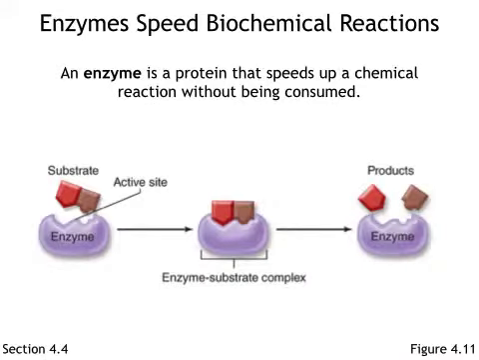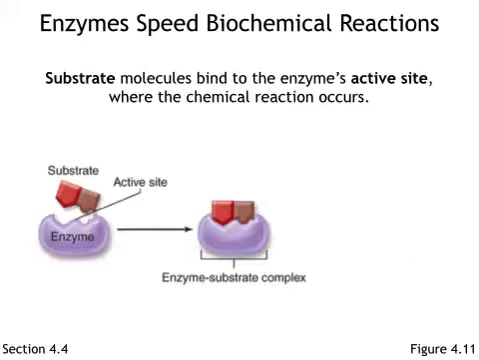An enzyme is usually a protein, not always, but it's a molecule that speeds up a chemical reaction without being consumed. So it can be used over and over and over again. So what an enzyme does is it takes a substrate, which is just the initial substance, and it binds to an active site, and then it does something to it. So in this picture, we're looking at a substrate that's being broken down. So again, the substrate molecules bind to the enzyme's active site where the chemical reaction occurs.